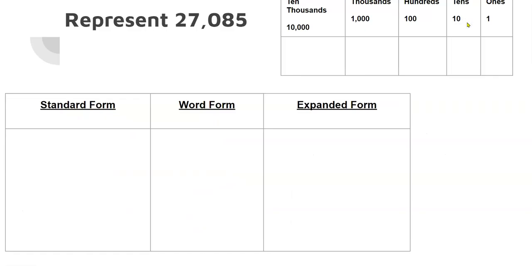All right, so now let's go ahead and get into our lesson. So what we're going to do is represent 27,085 in standard form, word form, and expanded form.